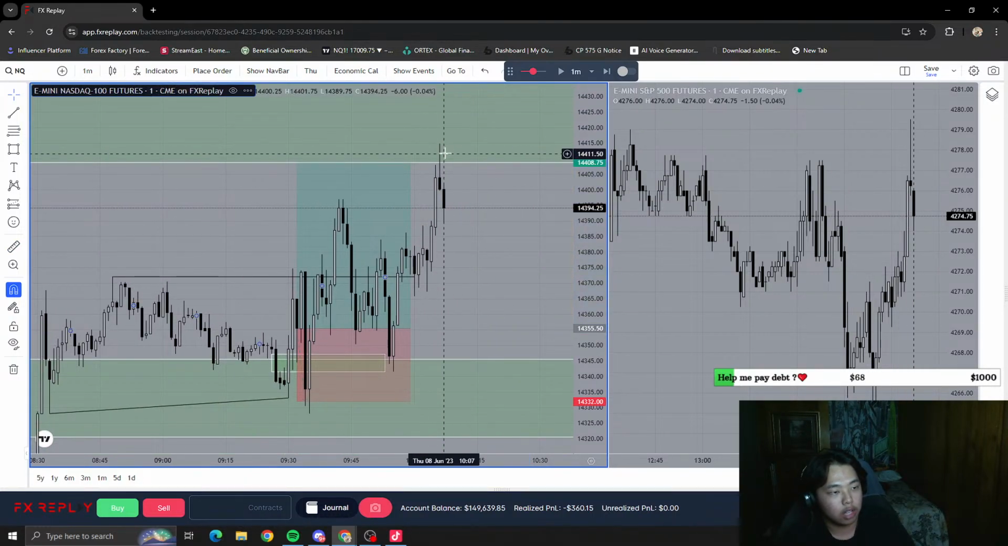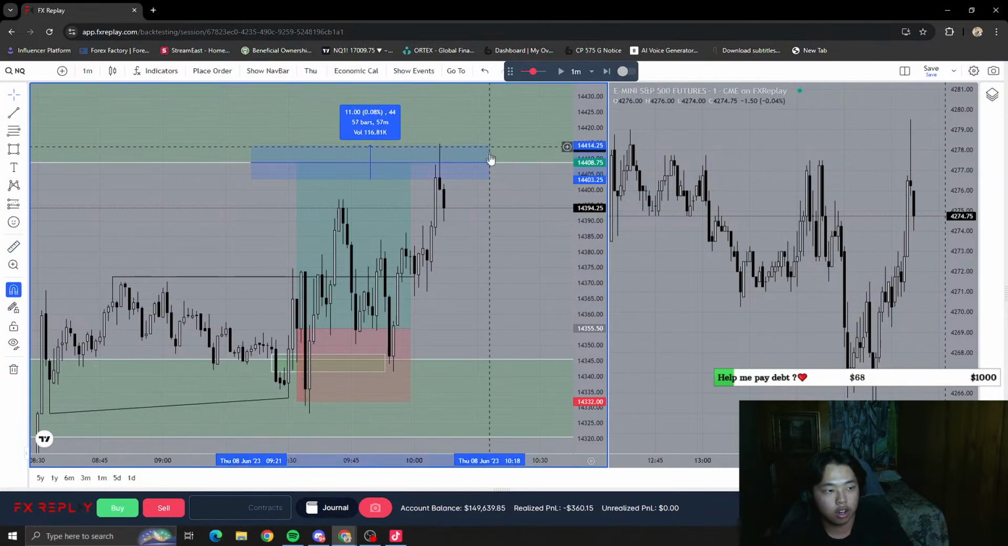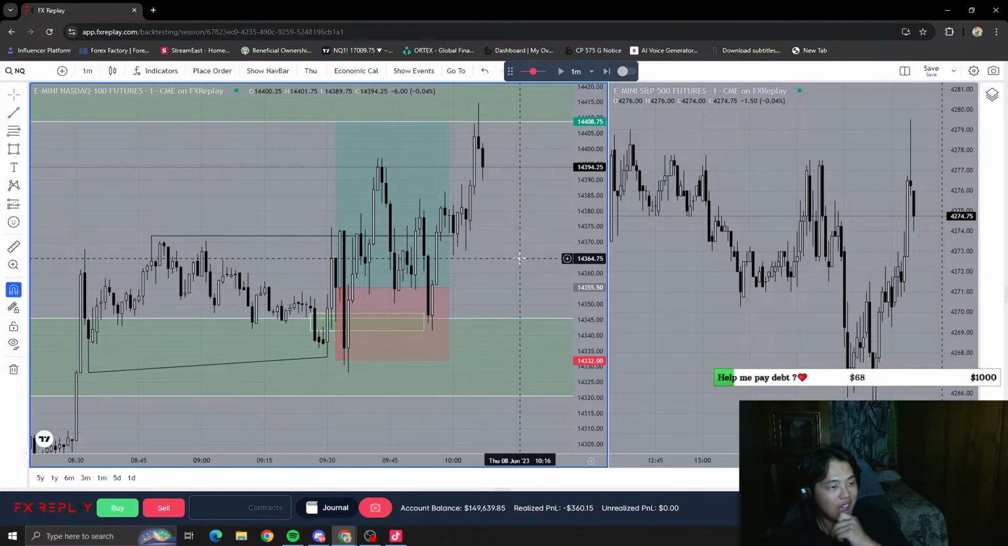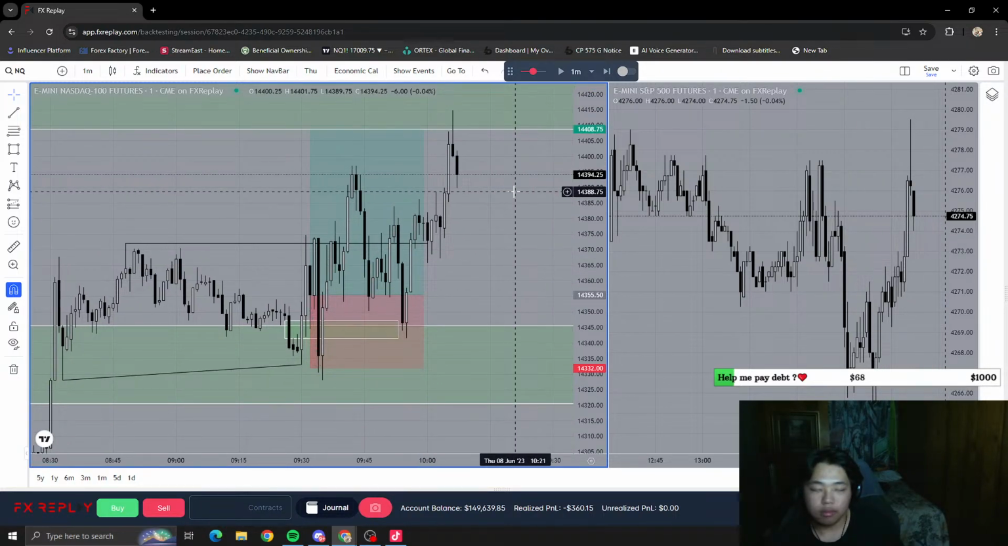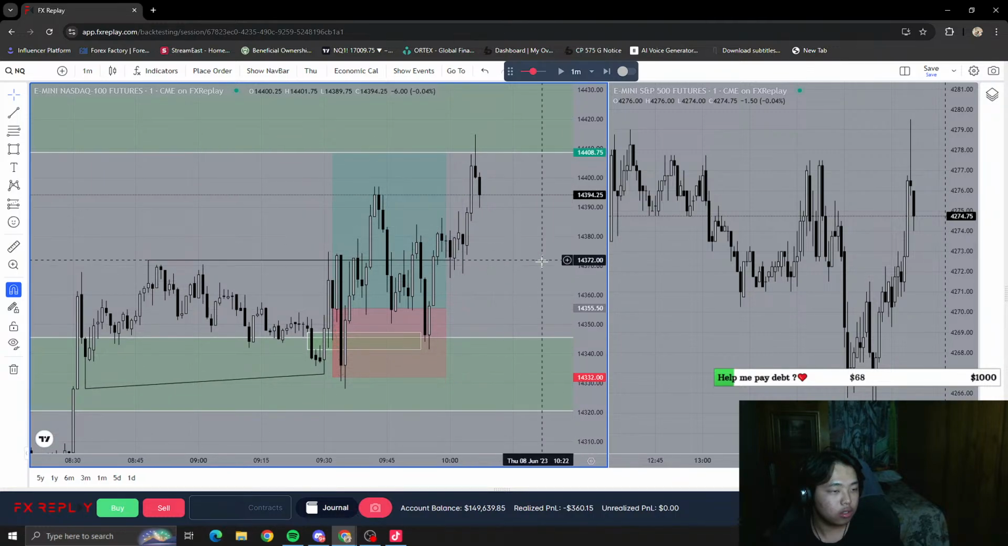I mean, this is the target, my draw on liquidity here. I'd still be convinced the next day is going to be a continuation of the bullishness just because of that 4-hour sell side imbalance. I honestly think price might go up and fill that in. So that's fair.